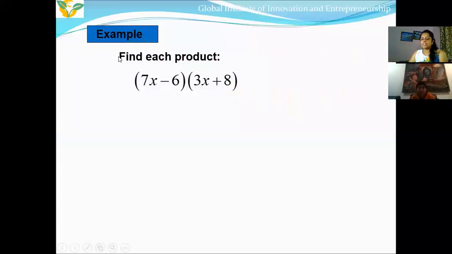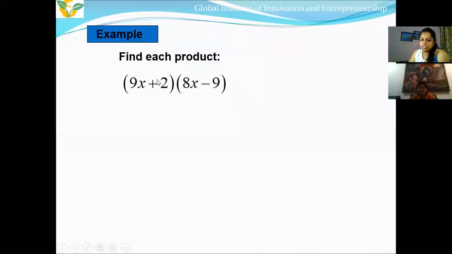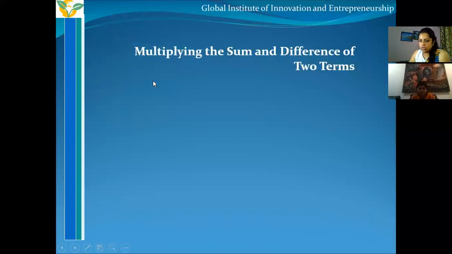Next, coming to the example, find each product. I've given you homework as an assignment, and you can work it out on these two new sums.